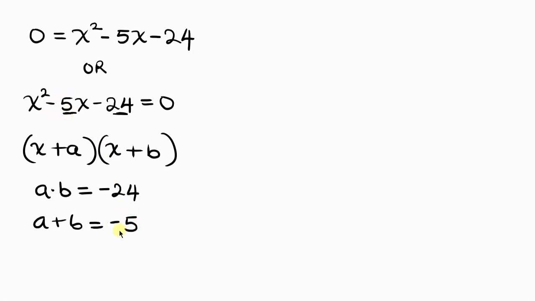Very good. So what are those two factors that I can multiply to give negative 24? Actually, negative 6 times 4 will give negative 24. But in adding them together, negative 6 plus 4 results to negative 2 instead of negative 5. So this will not work.